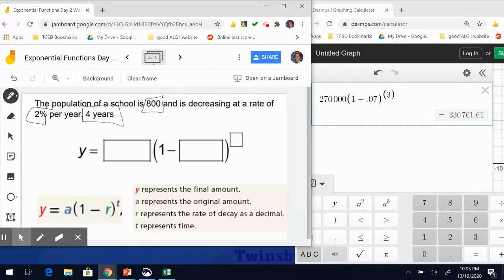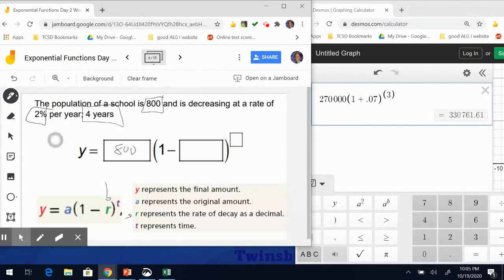We need to just make sure that we're putting things where they go. All right. So the amount, that represents the original amount, was 800. So that's going to go in box number 1 there. What goes in R? Again, we can just look at my notes here. R represents the rate of decay as a decimal.